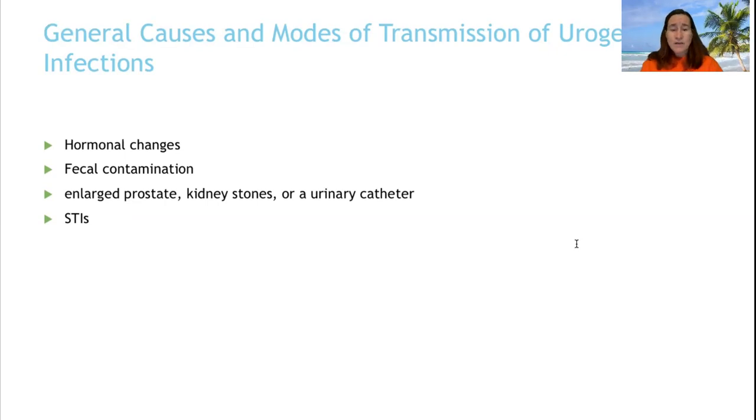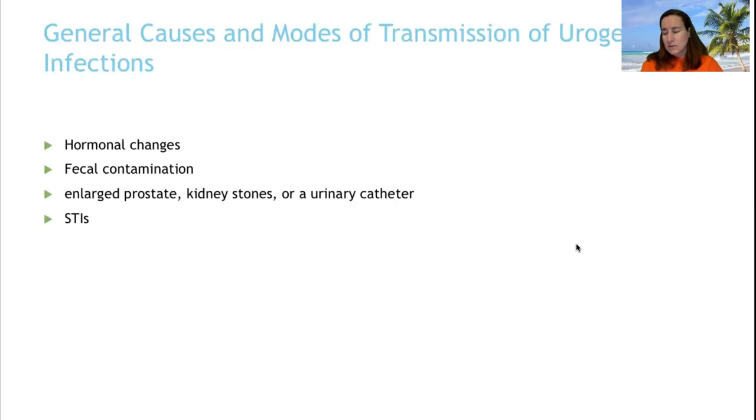Fecal contamination can definitely happen because especially in women, those two places are located pretty close together. So you got to be careful on your hygiene, that you're not wiping the wrong way and possibly putting fecal bacteria in places where it shouldn't go. So fecal contamination is a possibility that can cause UTIs. Other things that could cause a UTI: an enlarged prostate could be an issue, because if you can't flush out your system like you need to because the prostate's enlarged, that could lead to a UTI.